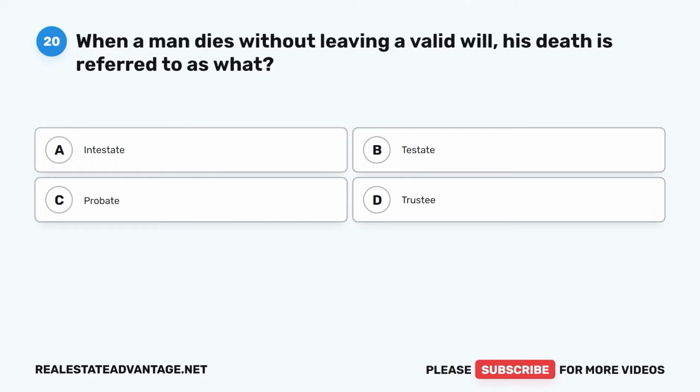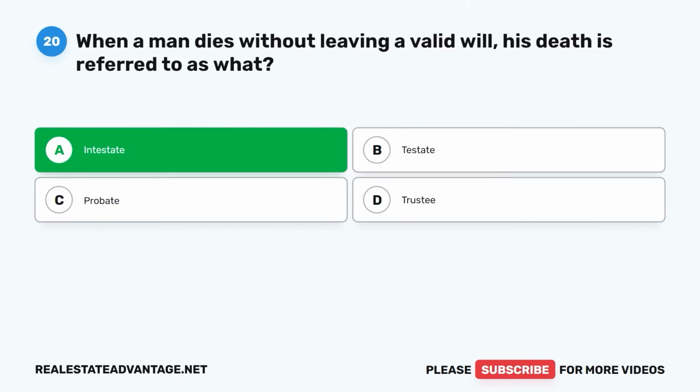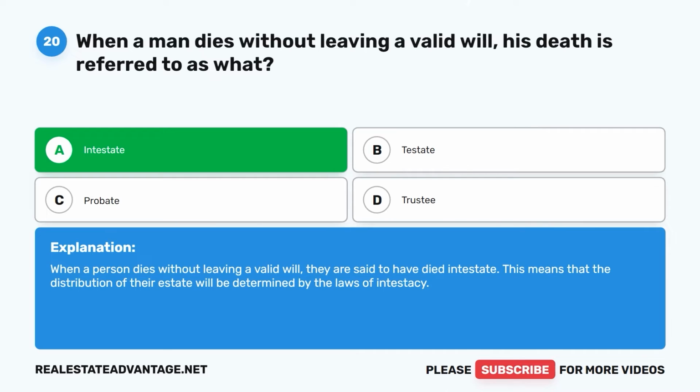B. Testate, C. Probate, D. Trustee. The correct answer is A. Intestate. When a person dies without leaving a valid will, they are said to have died intestate. This means that the distribution of their estate will be determined by the laws of intestacy.